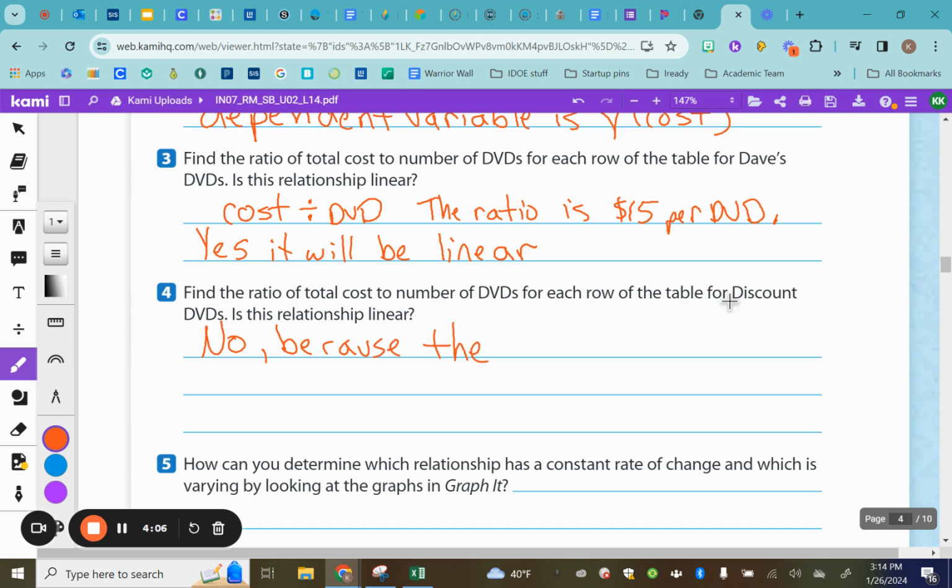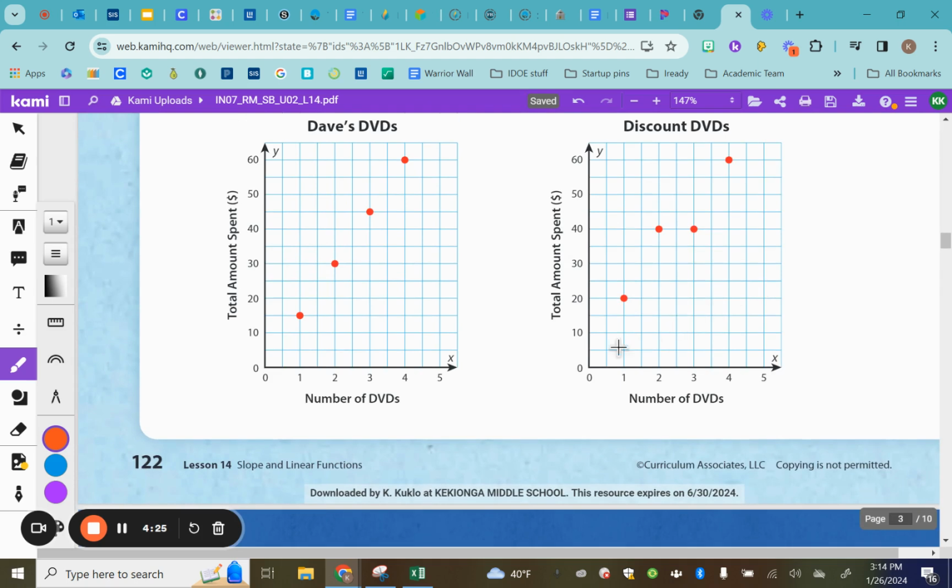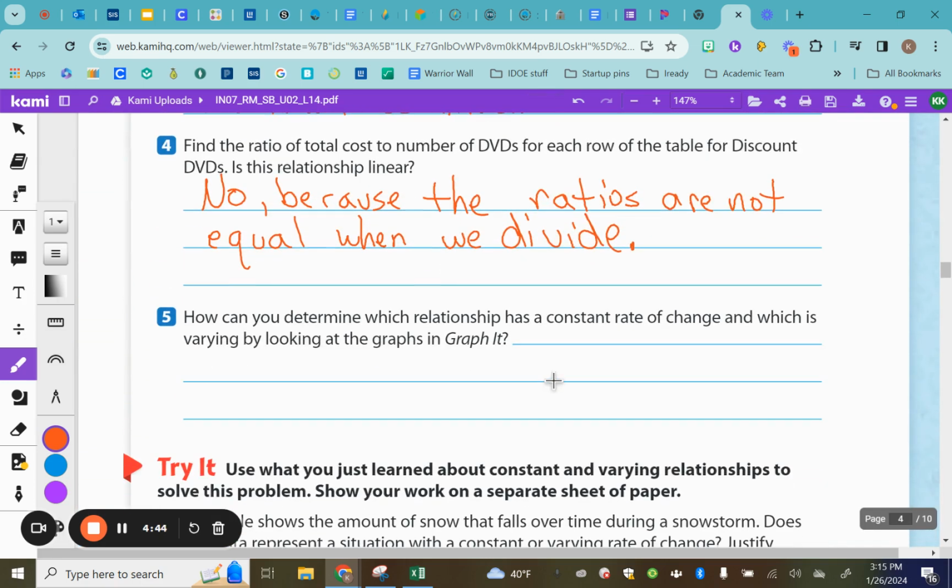because the ratios are not equal when we divide them. And we can tell that from the table or the graph pretty well too, because we can see that our line goes up and then it goes over for the free DVD. And then it goes back up because you get 3 DVDs for the price of 2, since you buy 2 of them and get 1 free. So that free DVD is what makes it nonlinear.